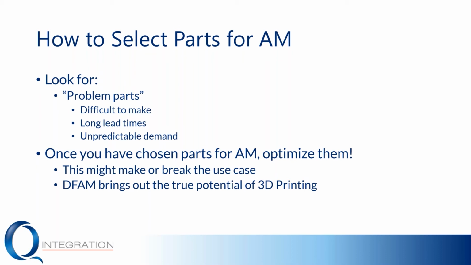Once you have chosen parts for additive manufacturing, it's also really important to optimize them. This might make or break the use case in some cases, because design for additive manufacturing, or DFAM, brings out the true potential in 3D printing. Just like anything, if you're trying to make a part that isn't suited or designed for a process, it's not going to work as well. This is especially true for additive, because while you do have a lot of design freedom, and 3D printers have the capability to produce very complicated, complex parts, they still have design constraints, and you still need to abide by these to really bring out the true potential of 3D printing in your organization. If you do this, though, you can definitely start reaping some of the rewards.